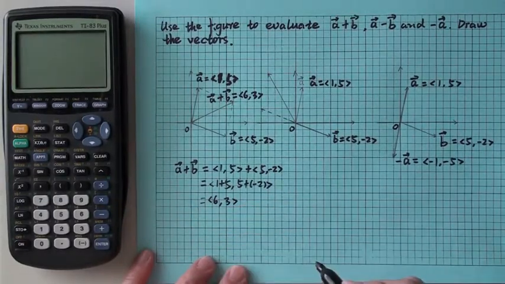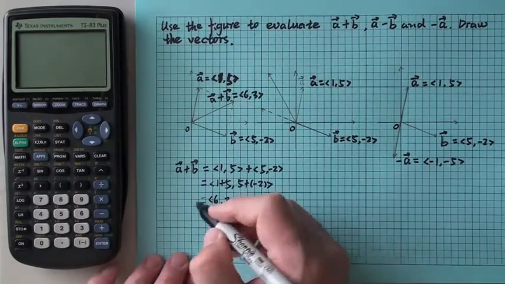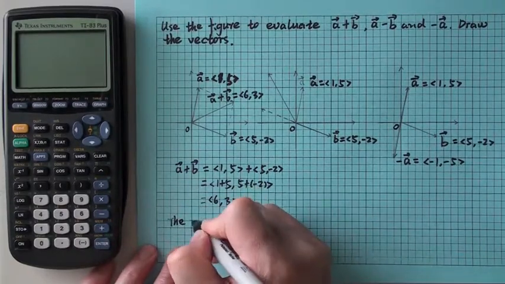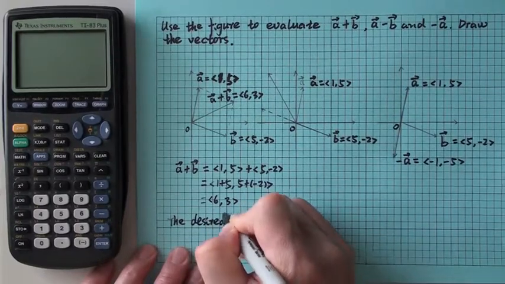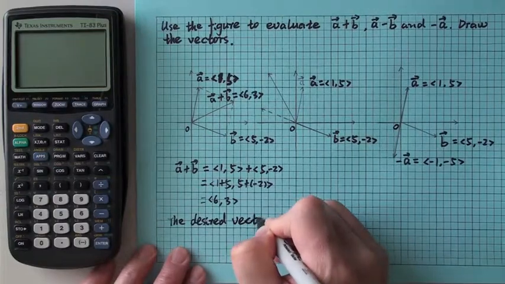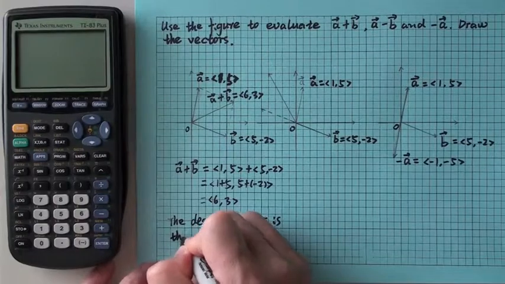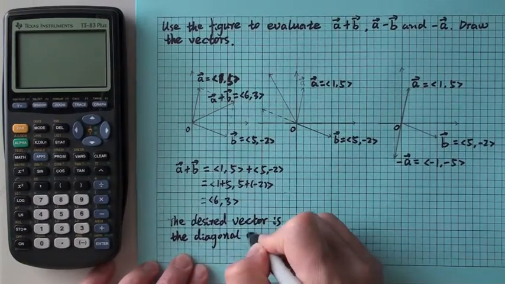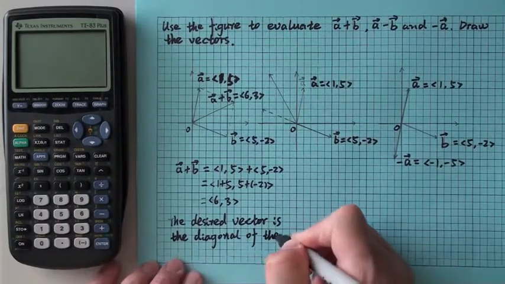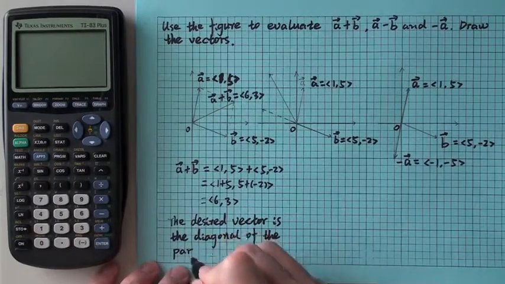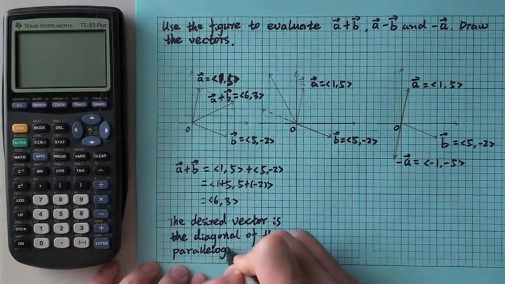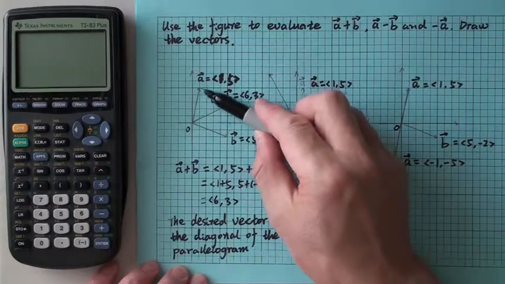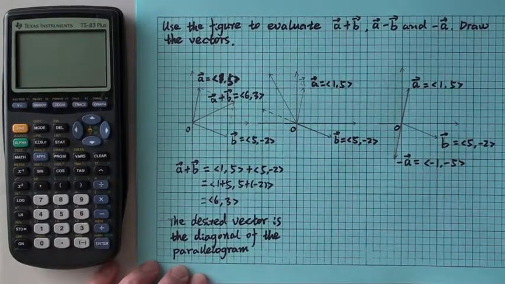This kind of rule, normally we say that's the parallelogram rule. Let me put the result here: the desired vector is the diagonal of the parallelogram. You see this one, parallelogram, and then diagonal.